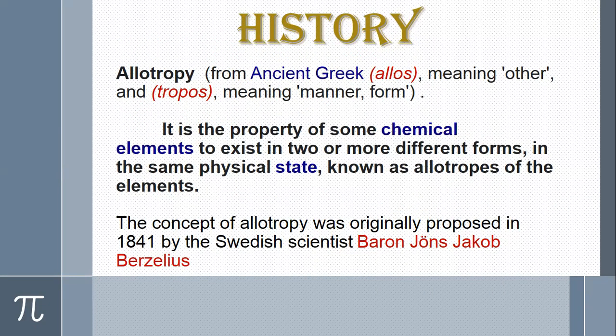Now, let us explain allotropy. It is an ancient Greek word derived from two words: allos meaning other and tropos meaning manner or form. It is the property of some chemical elements to exist in two or more different forms in the same physical state, known as allotropes of the element. Simply, when an element exists in different crystalline forms, these forms are called allotropes, and this phenomenon is allotropy. This concept was first proposed in 1841 by Swedish scientist Baron Johannes Jacob Berzelius.